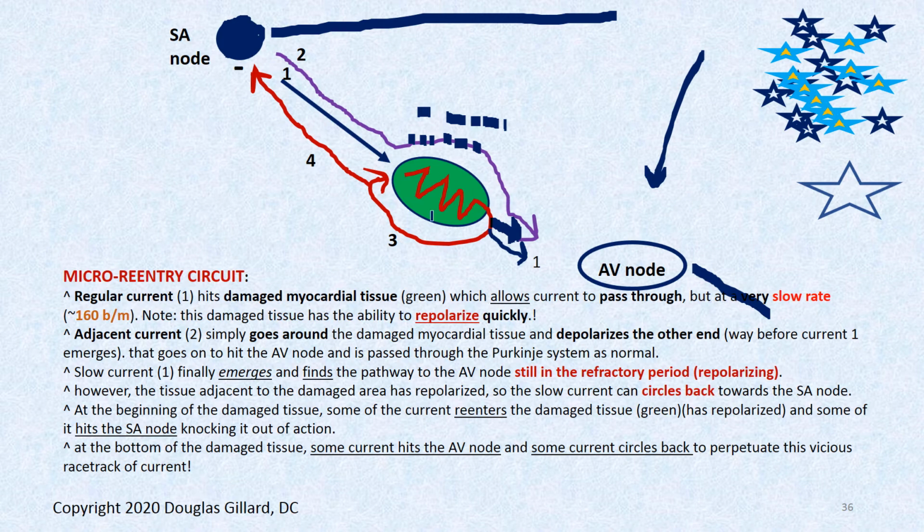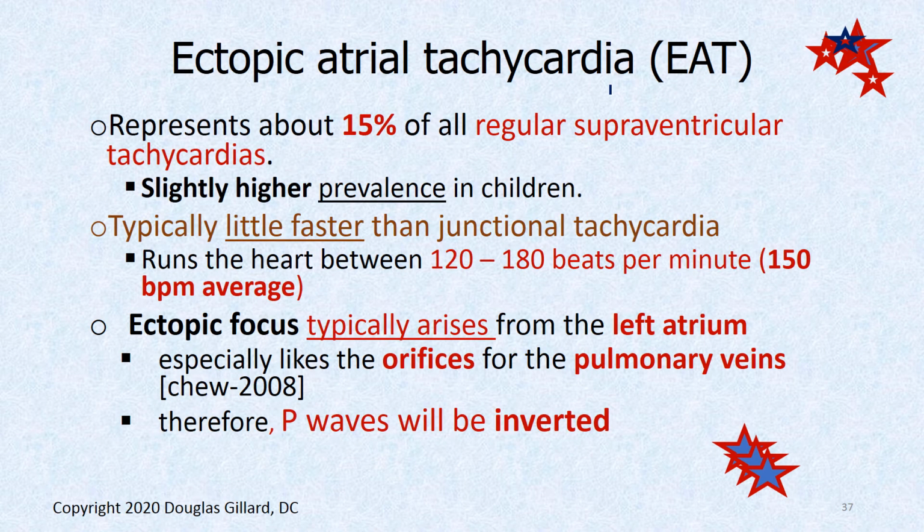And these things can go really, really fast. All right, so you can read through that. There's some YouTube videos on this as well, but that's the story with that. All right, so atrial tachycardia represents about 15% of all regular supraventricular tachycardia, so it's 15% of the pie. It is typically a little faster than junctional tachycardia. Looks more like an AVNRT, probably runs the current around 150 beats per minute or so, or runs the ventricles, and it runs the atria as well.